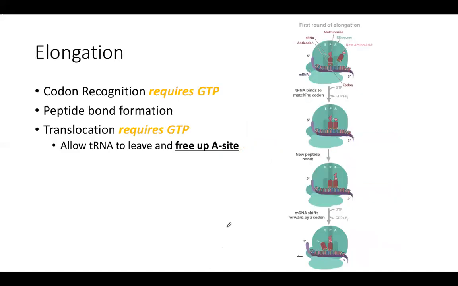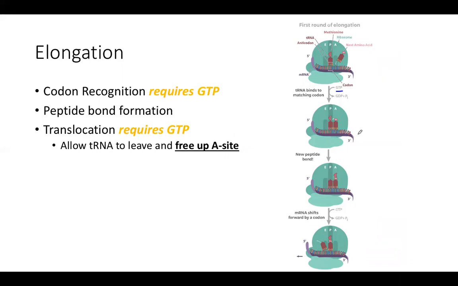So we have elongation. So 3 steps of elongation, and it's a cycle. Number 1 is codon recognition. So the tRNA bringing the matching codon. So over here you see GTP is required. So the tRNA is bringing in the next matching codon with the amino acid.